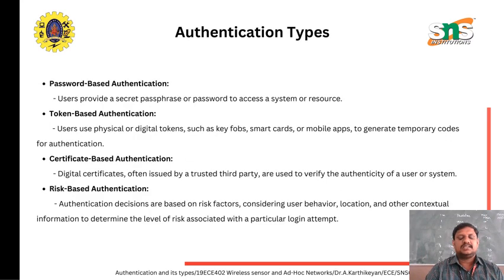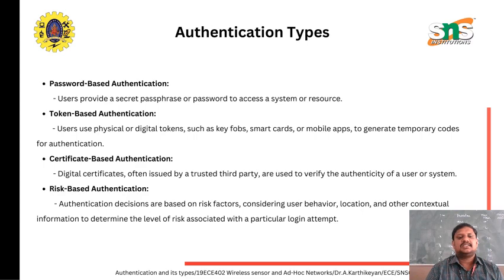The next one is authentication types. We have password-based authentication, token-based authentication, certificate-based authentication, and risk-based authentication. Password-based authentication, in the sense, is providing a secret password to access a particular resource, like a Gmail password. We enter it and then we get into the particular mail. That is called password authentication.